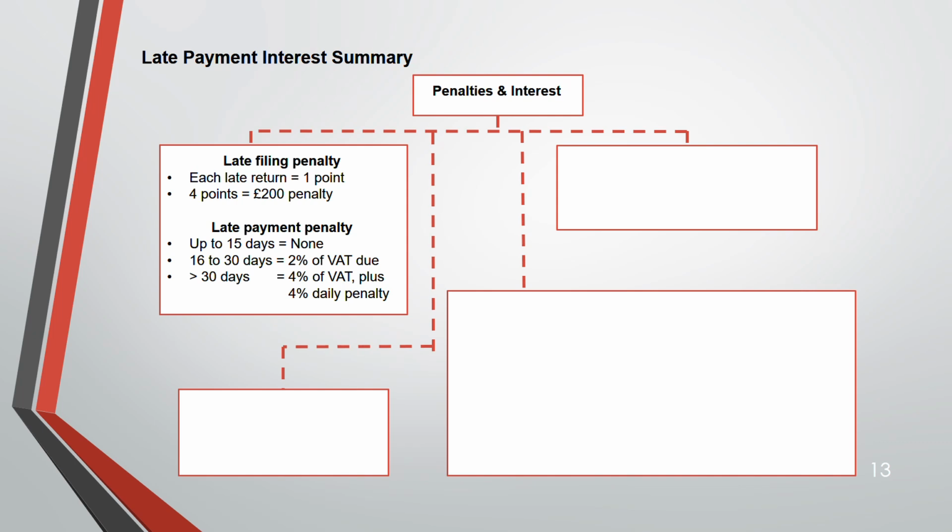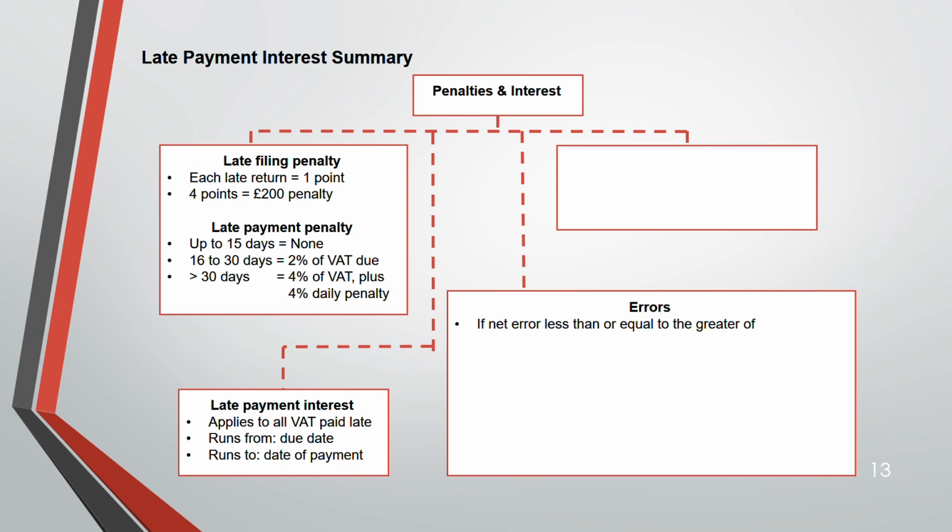It's plus two things. Next, late payment interest applies to all VAT paid late, runs from due date to the date of payment. Then errors. If your net error is less than or equal to the greater of 10,000 and 1% of turnover, remember this is subject to an upper limit of 50,000, okay?